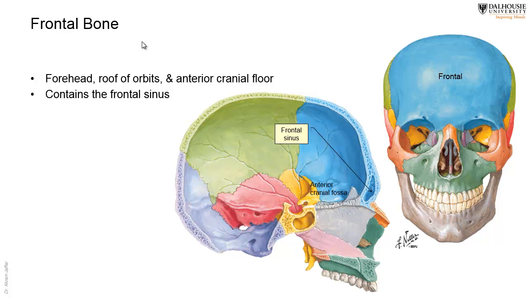There is an anterior, middle, and posterior cranial fossa. And so the frontal bone forms part of the floor of the anterior cranial fossa. And also you can see here in this section that it contains a space which is called the frontal sinus. And this space is connected to the nose, actually.